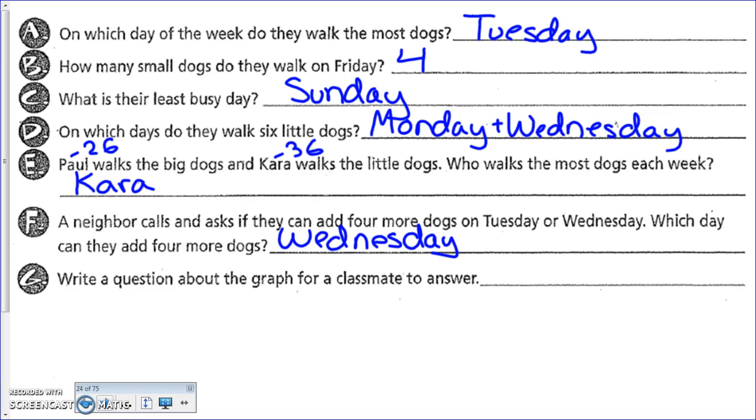For G, you need to write a question about the graph for a classmate to answer. So you need to make sure that question's written down, and we'll share those in class tomorrow. Please make sure you have all the work copied down and glue this page in your math notebook.